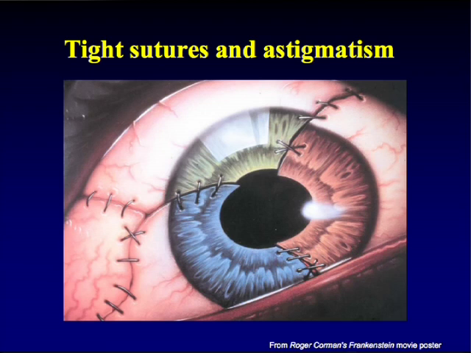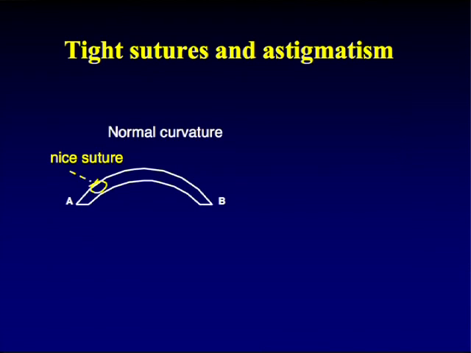So if you have a patient who has tight sutures, how exactly does that lead to astigmatism? That always was a mystery to me for many years, until I taught this course for a few years and finally figured it out. Here's a patient who's had corneal surgery and the sutures are tied at just the right tension, and so there's no distortion of the cornea at all.